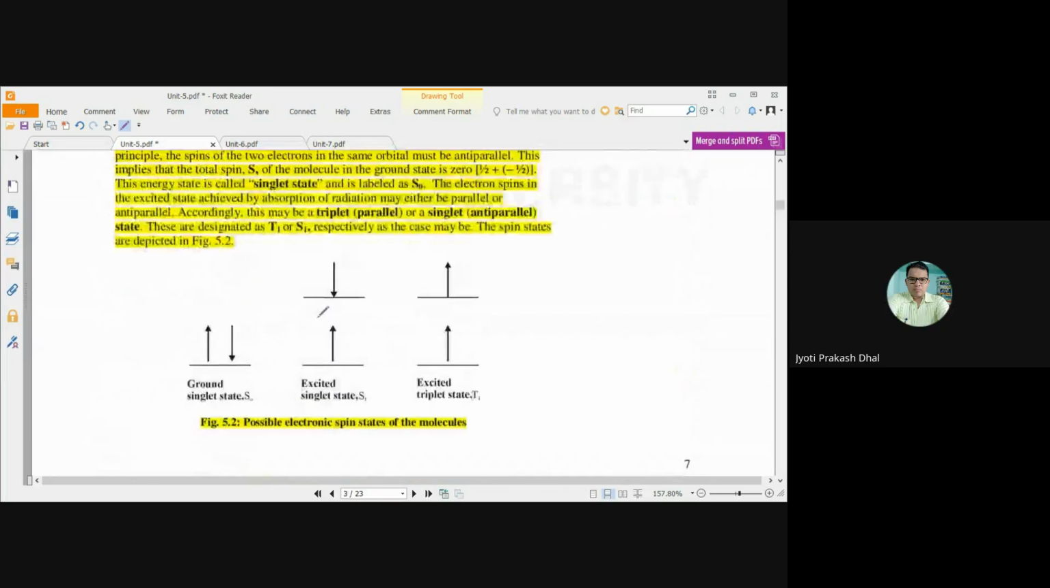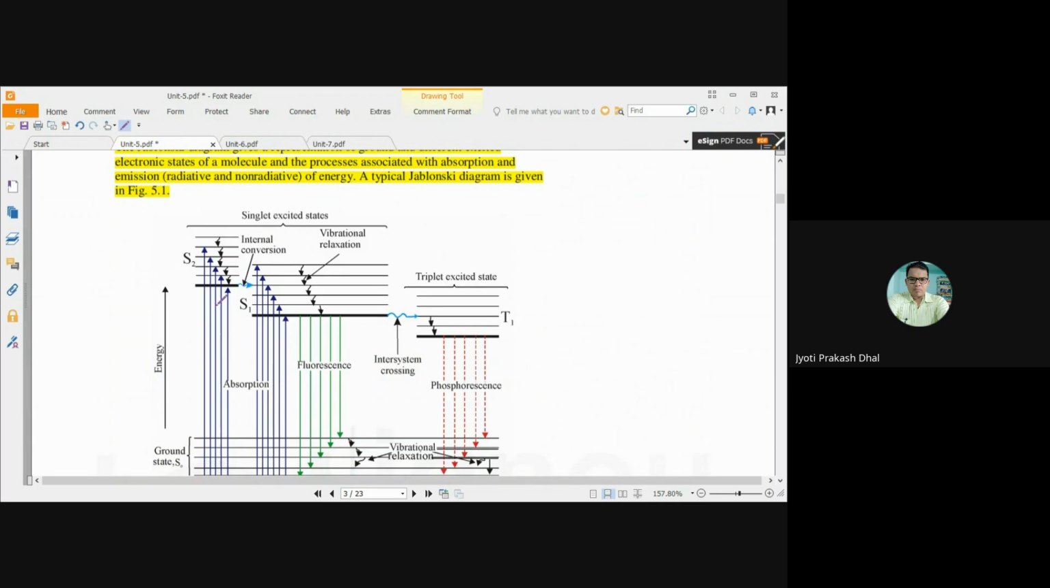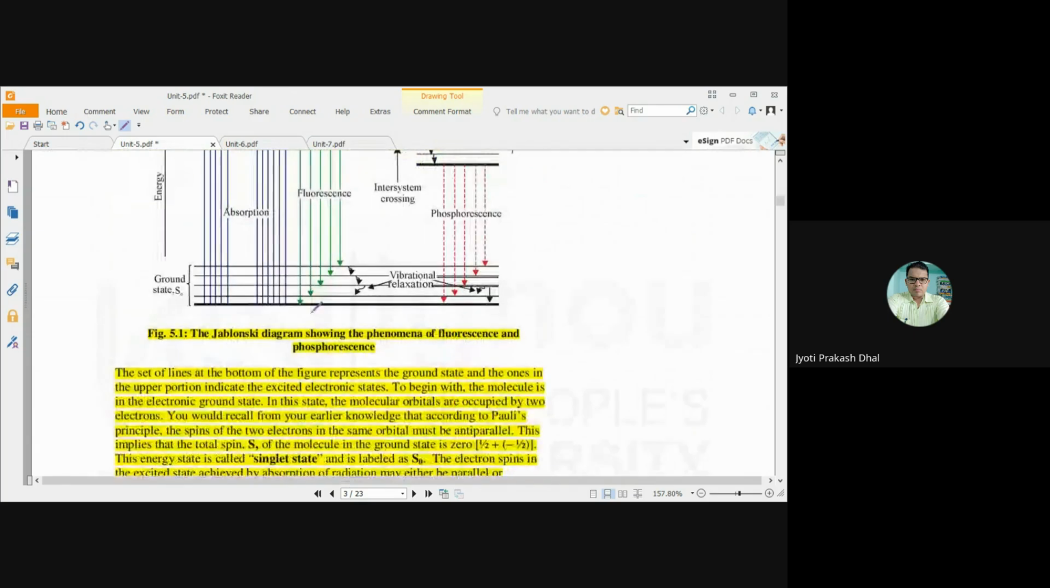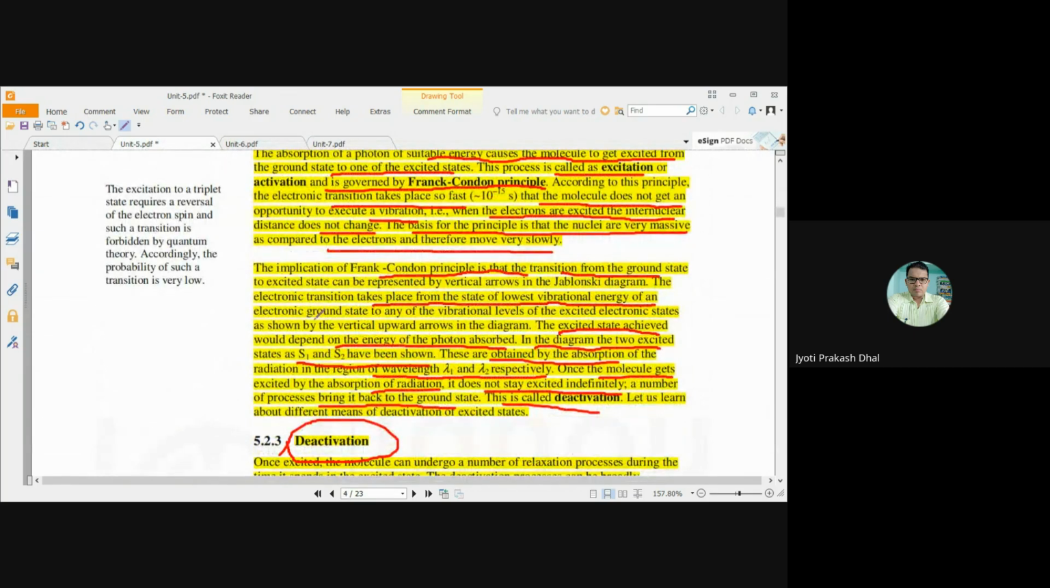You can see the process of IC. The blue line is the internal conversion. In internal conversion, the molecule from the S2 excited state comes back to a higher vibrational energy level of the S1 excited state. So the molecule comes back from the ground vibrational level of the S2 excited state to the third excited vibrational energy level of the S1 state. These processes are called internal conversion. These are also non-radiative transitions.